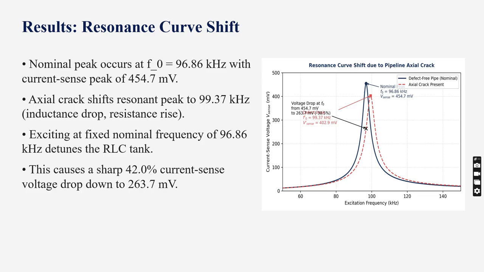While crossing an axial crack, shown in the dashed red line, the inductance dropped by 5% and the resistance rises, shifting the peak upward to 99.37 kHz. Operating at our fixed 96.86 kHz drive, this frequency shift detunes the circuit and causes the output to drop from 454.7 millivolts down to 263.7 millivolts. This represents a sharp 42% drop, validating our sensitivity.